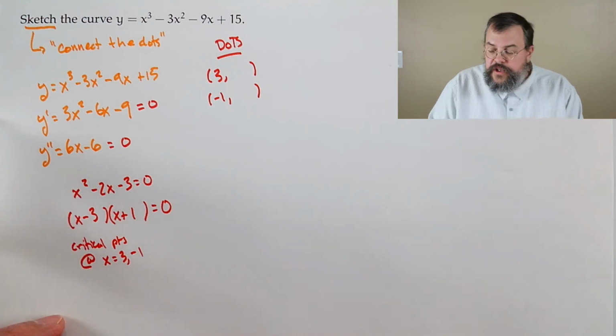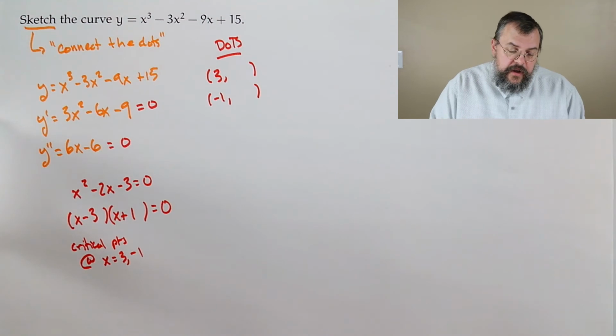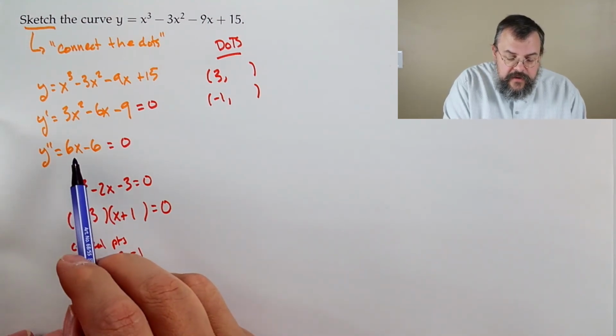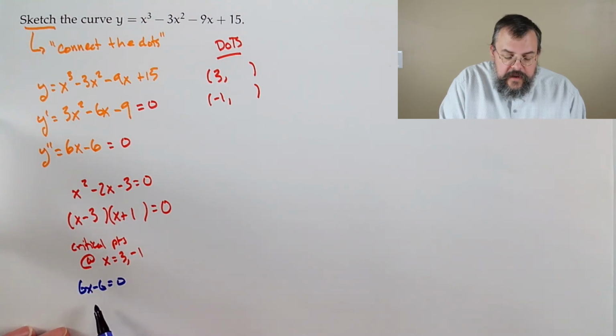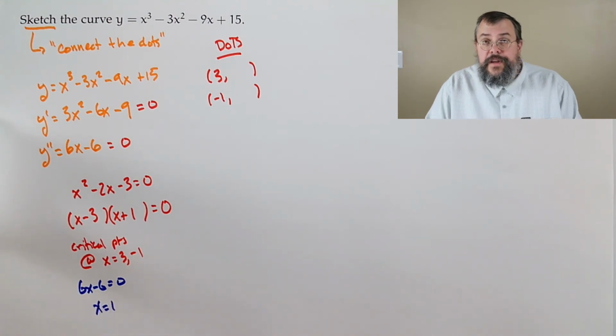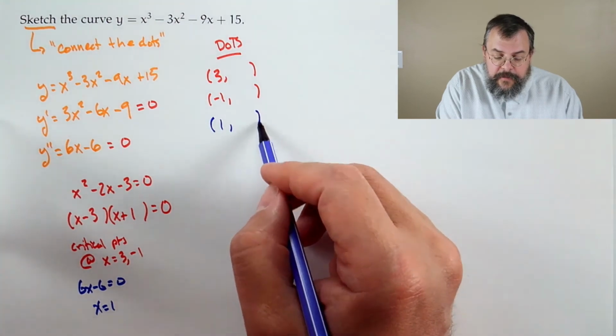Now, let's switch gears and do the second derivative. So we're going to set the second derivative equal to 0. Well, it's not so hard. 6x minus 6 equals 0. We can rearrange, and that says x equals 1. So that's an interesting place as well. All right, so there's 1 comma something.